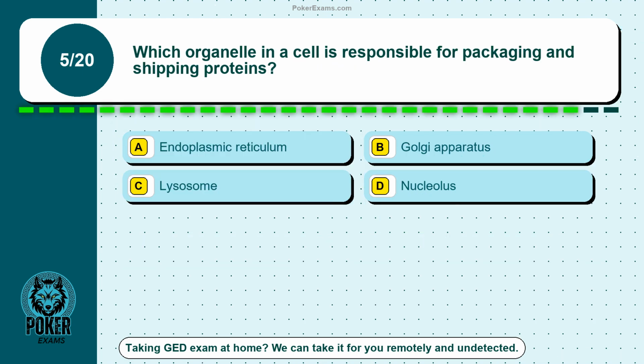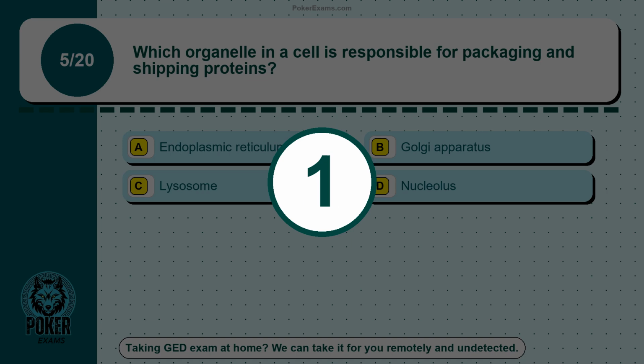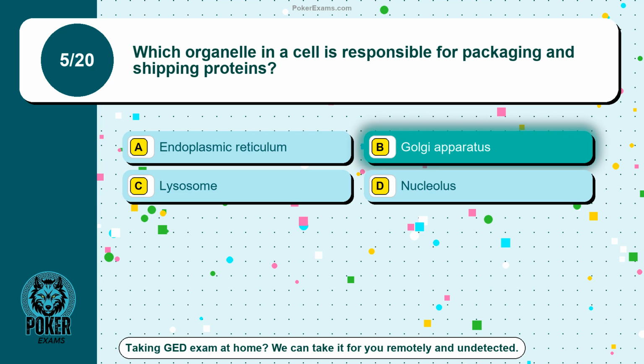Question 5. Which organelle in a cell is responsible for packaging and shipping proteins? Option A, endoplasmic reticulum. Option B, Golgi apparatus. Option C, lysosome. Option D, nucleolus. The correct answer is option B.